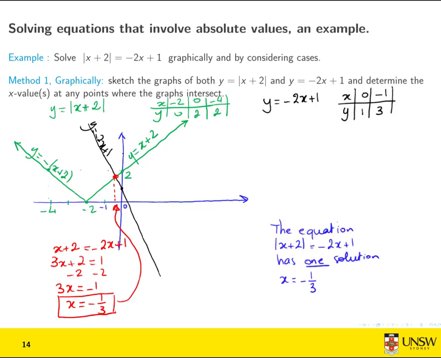Our conclusion is that the equation absolute value of x plus 2 equal to minus x plus 1 has exactly one solution, which is the one we just found.